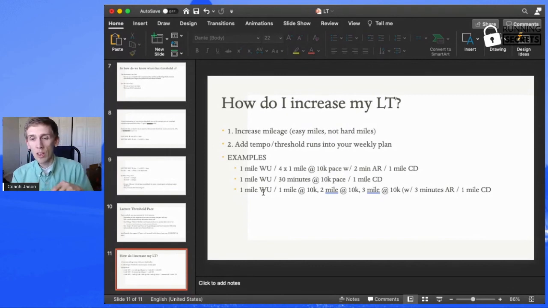Okay. And then one other example is a ladder workout. So you do a 1 mile warm up, then you could do 1 mile at 10K pace, 2 miles at 10K pace, 3 miles at 10K pace, but have 3 or so minutes of active recovery in between each one of those. So the purpose of all those workouts is to increase your lactic threshold.